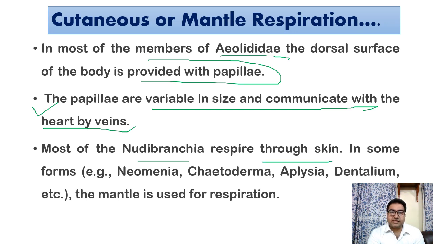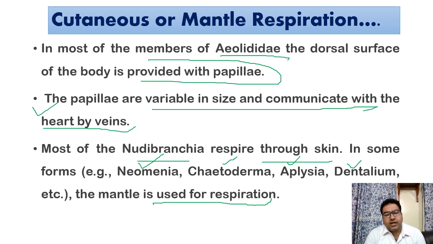And in some forms such as Neomenia, Chaetoderma, Aplysia, and Dentalium, the mantle is used for respiration. Many times what happens is that they directly bypass the gills or the pulmonary sac, and they directly take the blood to the heart. The cutaneous uptake depends upon the permeability of the skin to oxygen and upon the lower gas tension in the blood and the tissues than that of the external medium.